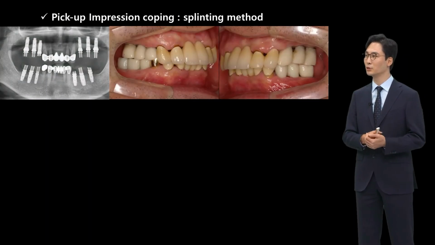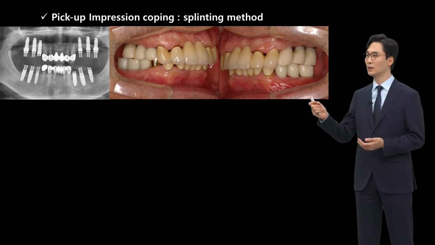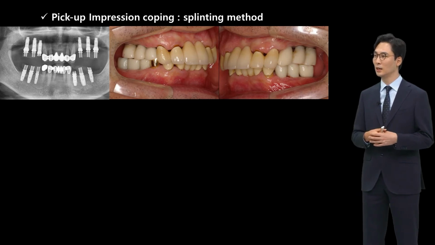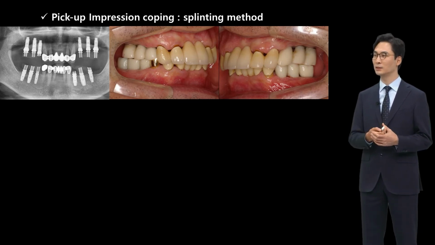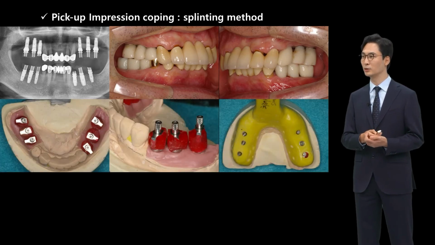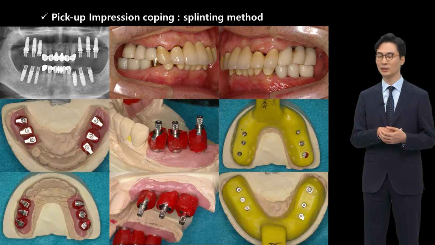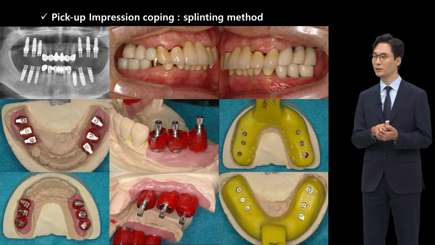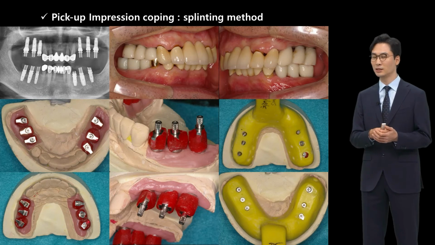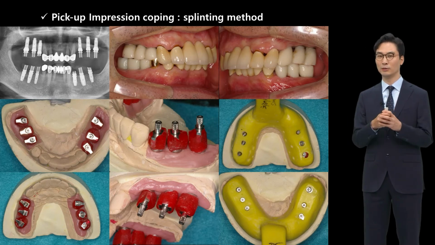Let me share a clinical case using pickup type impression coping. Three implants were placed each, SS type for the posterior upper and US type for the lower. Impression was taken in the posterior area. Pickup type coping was used. It was connected to the primary cast. The pattern resin block was made 24 hours before taking the actual impression.